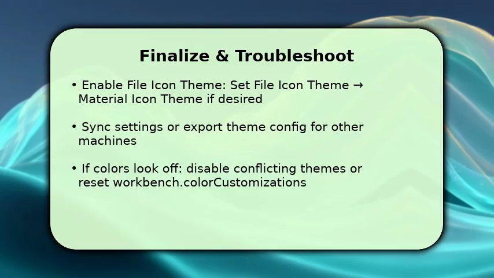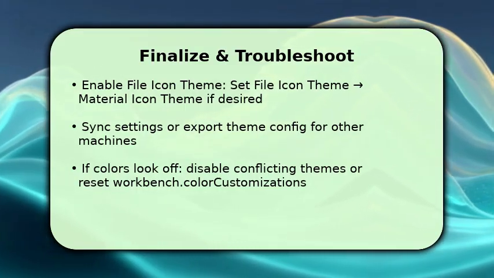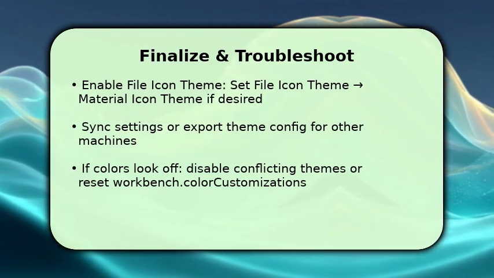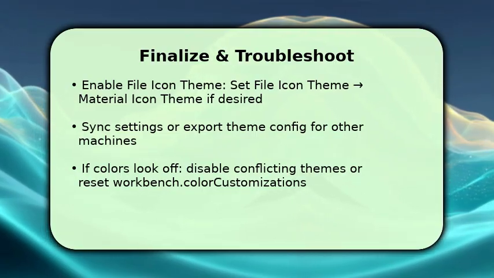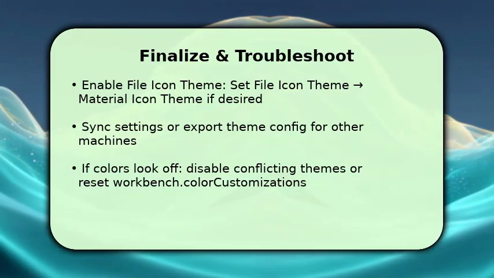If colors appear wrong, disable other theme extensions or clear customizations by resetting workbench.colorCustomizations in settings.json. This common fix resolves conflicts quickly. If issues persist, reload the window or reinstall the extension to restore the intended Material Theme experience.